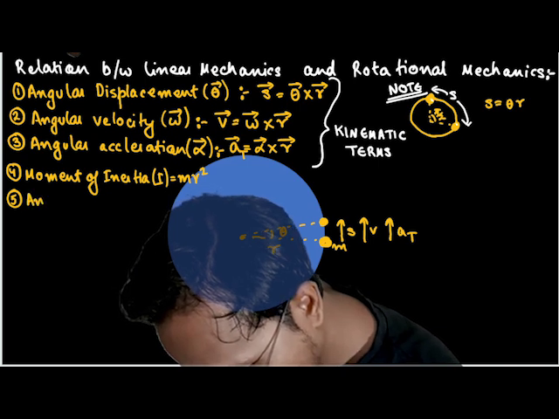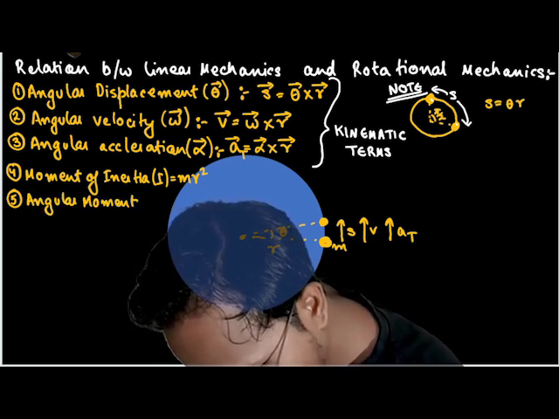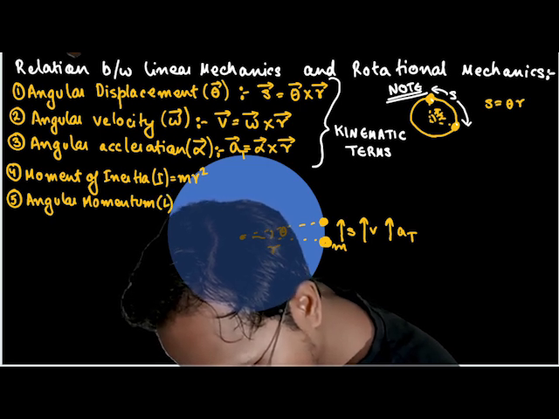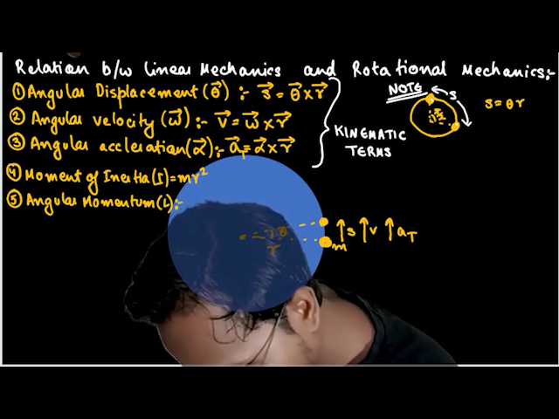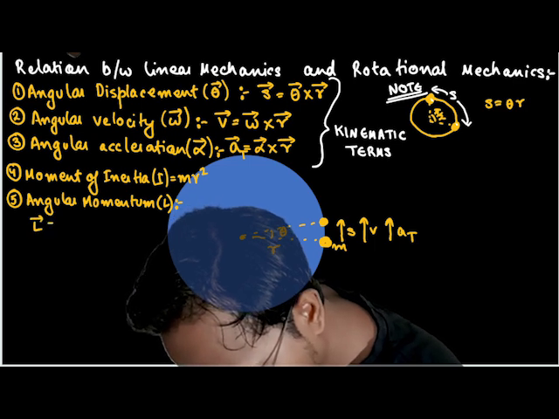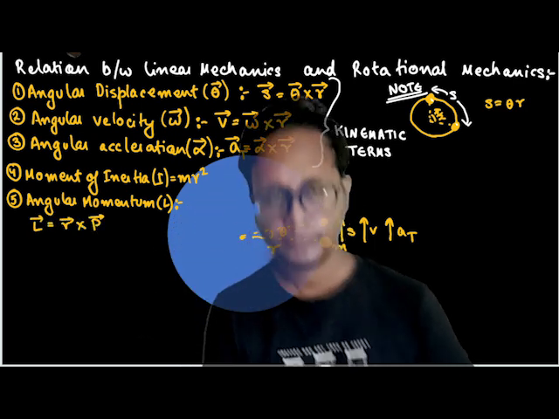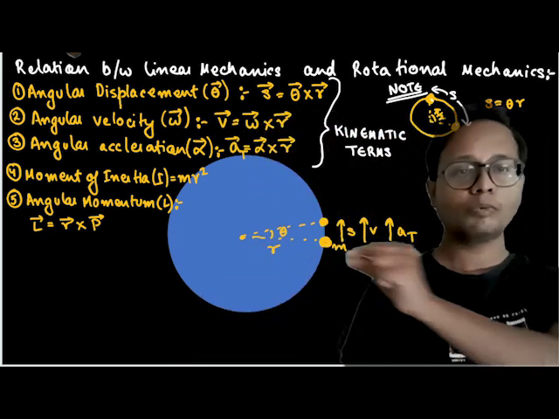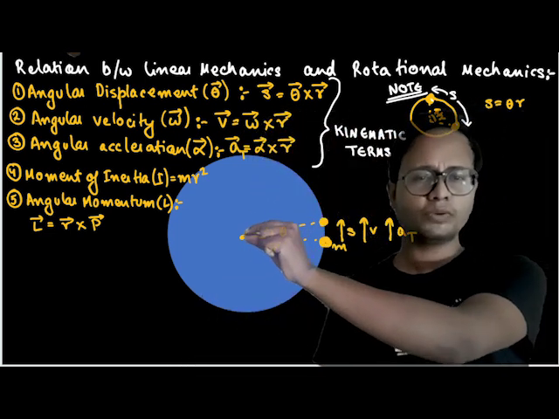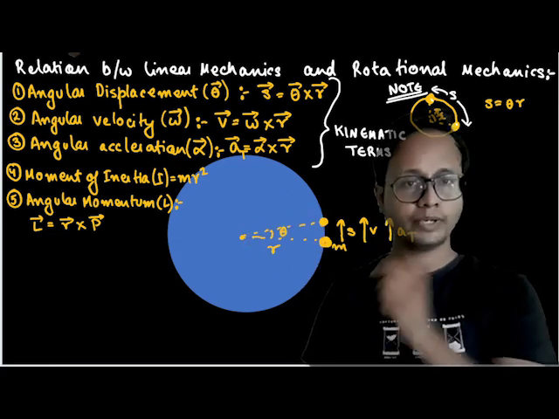So out here, angular momentum, given by L. Angular momentum is equal to R cross linear momentum. The first thing, the angular momentum of this particle about this point of rotation, or axis of rotation, is how much?